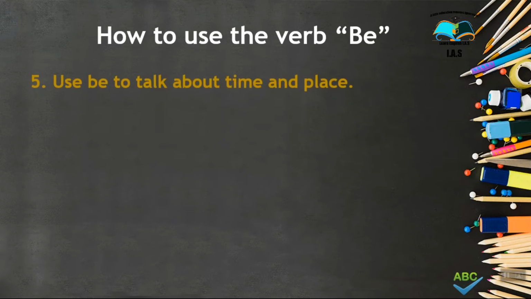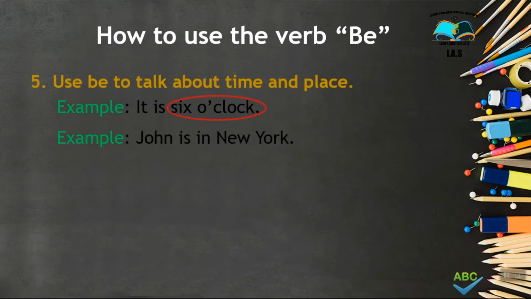And we use be to talk about the time and also place. For example, it's 6 o'clock. As in the definition, we said that it talks about the time. So I use to be here as 6 o'clock is the time. And in the second example, John is in New York. New York is the place. So I use to be with the place.